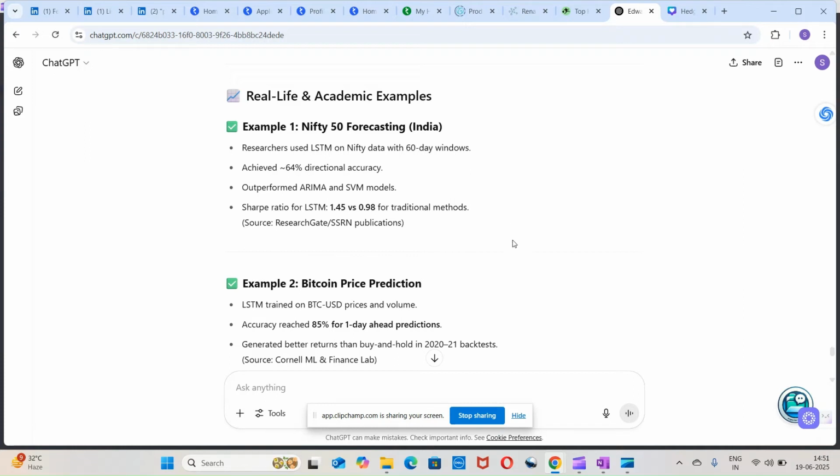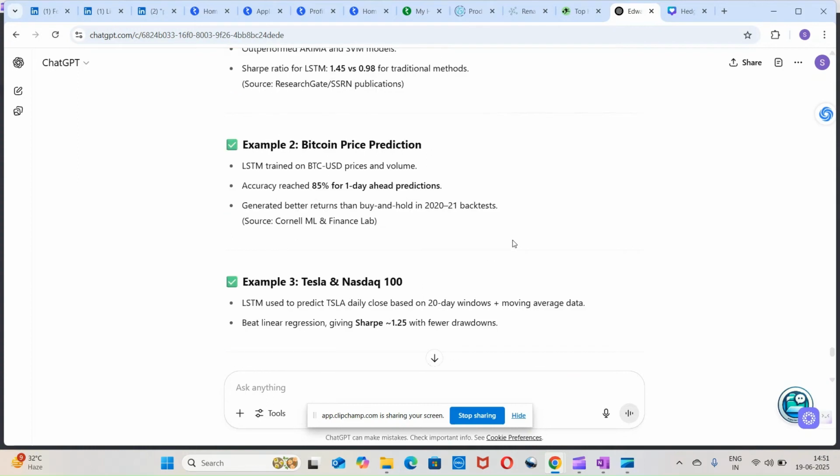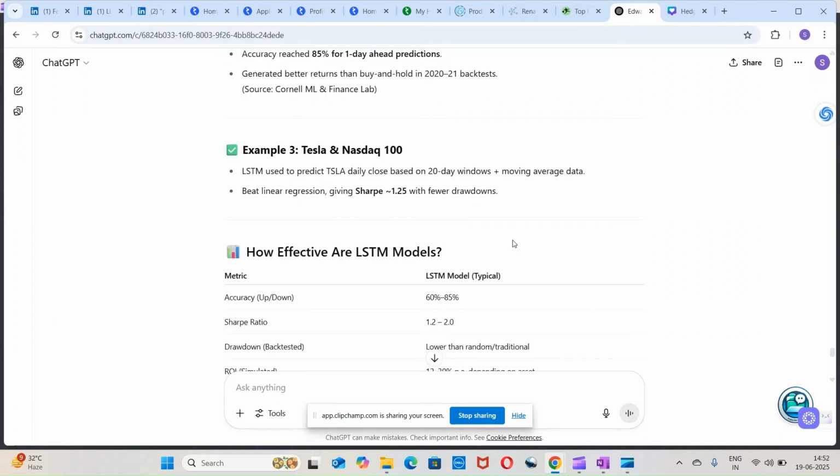Another example is Bitcoin price prediction. These LSTM models were trained on BTC-USD price and volume, and the accuracy reached 85% for one-day-ahead predictions, and they generated better returns than buy and hold in the 2020 and 2021 backtests. For Tesla and Nasdaq 100, LSTM was used to predict the Tesla daily close based on a 20-day plus moving average window. It beat the linear regression models, giving a Sharpe ratio of 1.25 with fewer drawdowns.